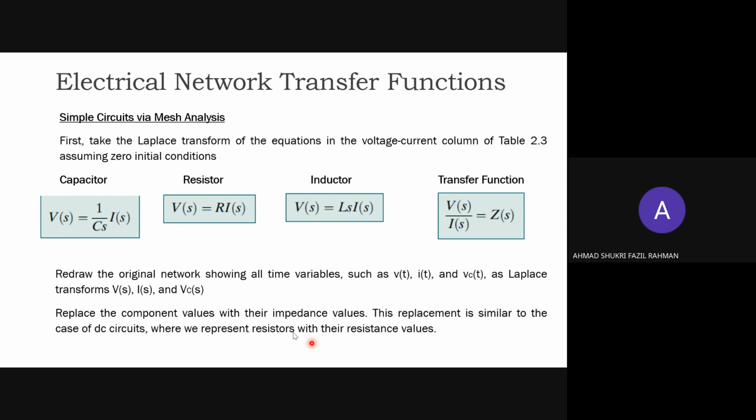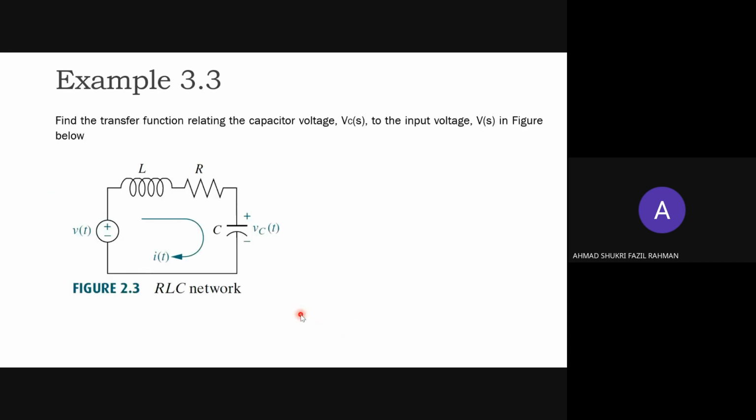We represent the resistor with its respective resistance value. So you can see from this example: find the transfer function relating to the capacitor voltage, which is here, Vc, to the input. So this means that the question requires us to find the transfer function relating to Vc. This is the output with respect to the input, Vc over V(t), in the figure below.